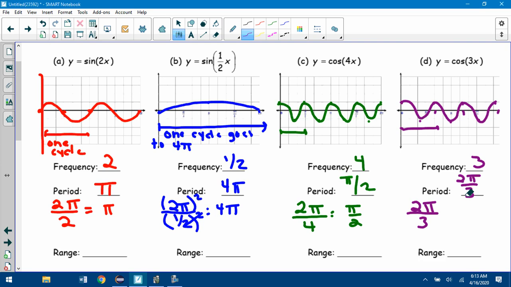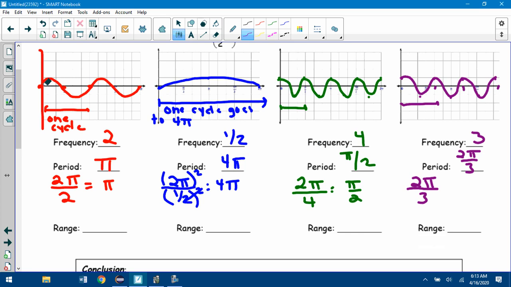Okay. Lastly, the range. What's the range of this red graph? Goes down to -1, up to 1. How about the blue graph? Now, technically on the graph, it's 0 to 1, but if I kept going forever, what would it be? Yeah, we get down to -1 eventually. So -1 to 1 again. Green graph, still -1 to 1. And purple graph, still -1 to 1.